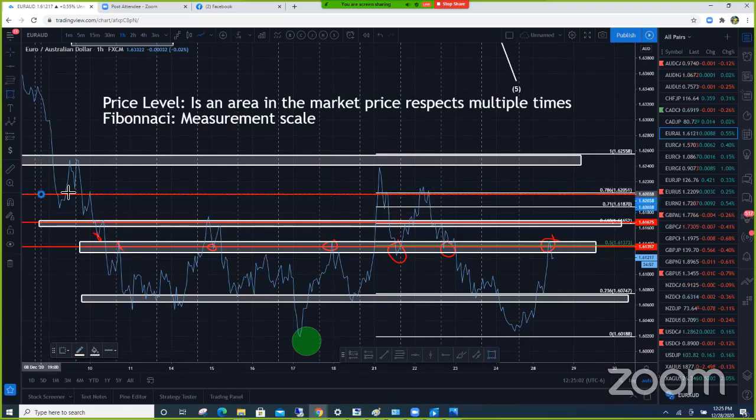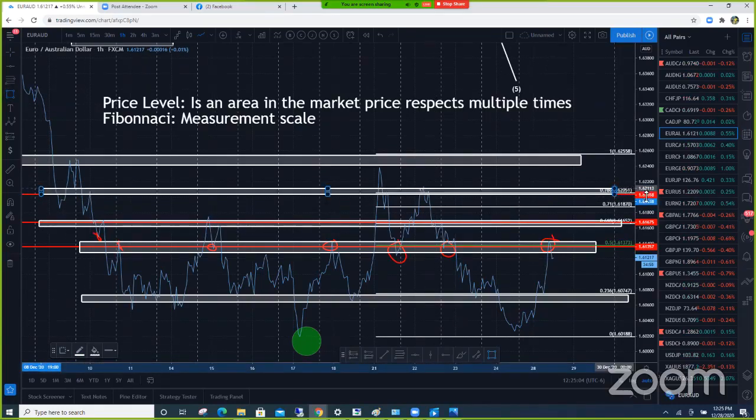It has what, 1, 2, 3, 4, but it's a weaker zone. It only has 4 price respects. Yeah, it only has 4 price respects. So you see that the 50 has 4 and the 61.8 has 6 price respects. The more respects in the area, the better the zone.